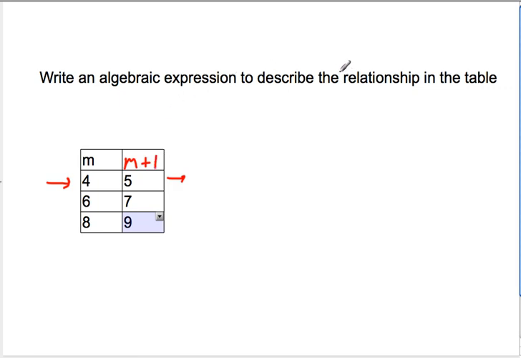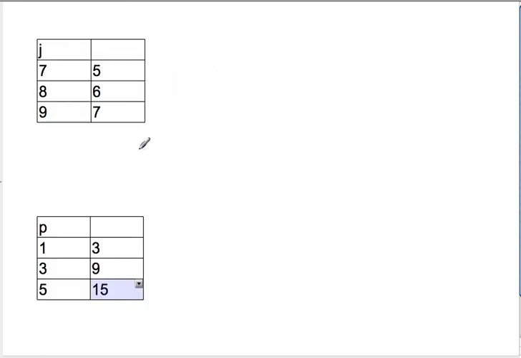So the expression that describes the relationship between the left side number and the right side number is just M plus 1. So whatever number is here, add 1 to it, and you get this number. 6 plus 1 is 7. 8 plus 1 is 9. And I'm going to put up 2 more. Why don't you pause the video, try it out for yourself, and then when you resume, you'll decide if you got it right or wrong.